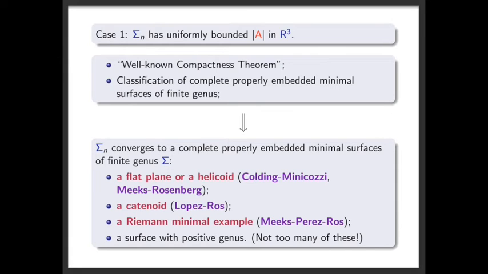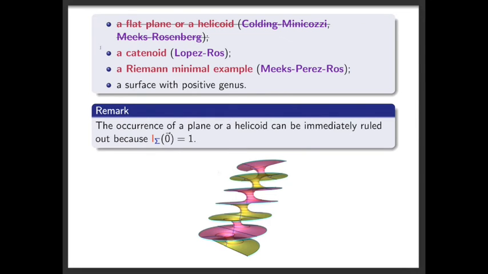And we don't mind too much about this bullet because the genus is an additive quantity, and so you cannot have too many points where this appears. Already we can rule out the plane or a helicoid because the injective radius at 0 is 1 in the limit. And here's a picture of the Riemann minimal example, which is a stack of planes connected by catenoids.